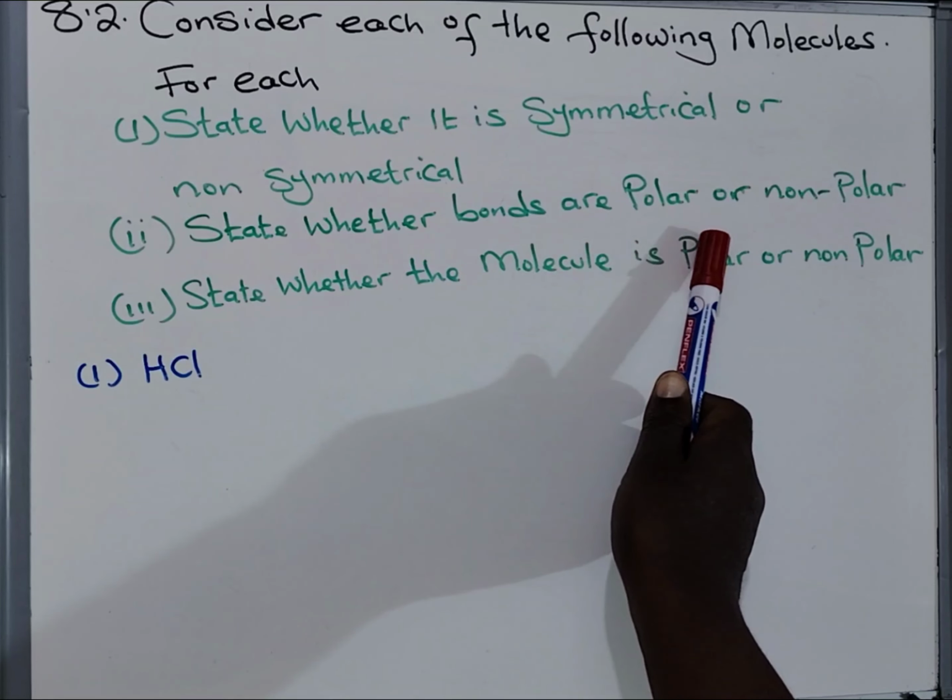Okay. Then the bonds. We have one bond in this case. Is it polar or non-polar? The bond is polar. Now, I want to tell you that these two factors, the molecule being non-symmetrical and the bond being polar, imply that the molecule is polar.